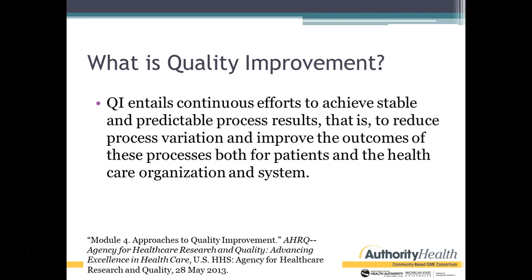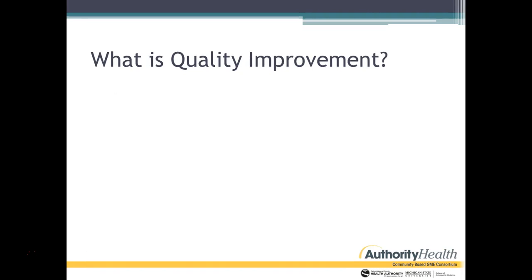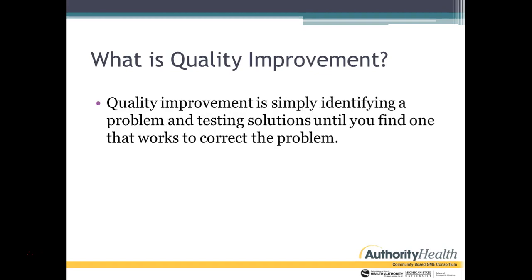So variation just means that it's not done in a standard way, that perhaps steps are done by personal preference or by a not correctly set up process. So we don't want process variation. We want decreased process variation to improve the outcomes. So here's another very simple explanation of what quality improvement is. Simply identifying a problem and testing solutions until you find one that works to correct the problem. And that's just simple. That makes sense.